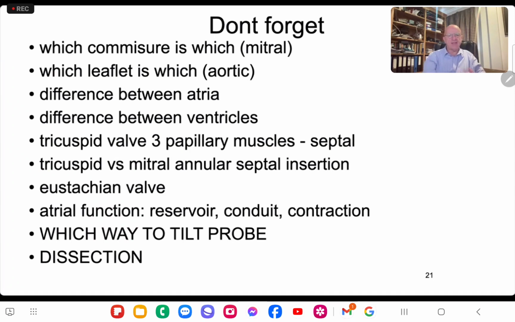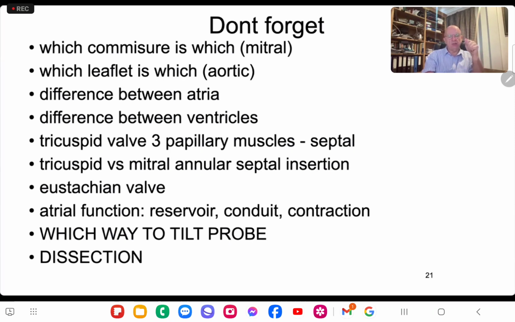And then the last thing to mention in this section, because I don't know where else to put it, is dissection. So dissection is a tear in the wall of the aorta, and transthoracic echo is not a sensitive way to identify it's there. That is to say, if you see it with transthoracic echo, then you've seen it and it's there. If you don't see a dissection with transthoracic echo, it does not mean there's not one. So you can easily not see it because of the way transthoracic echo works.